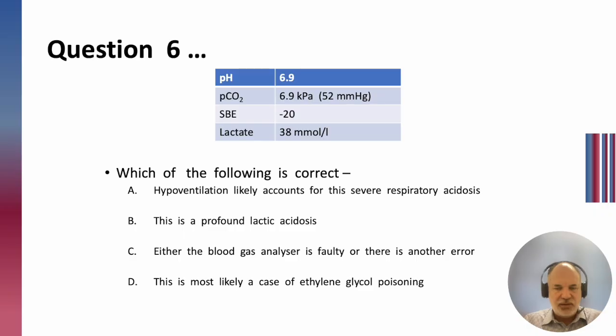Hypoventilation likely accounts for this severe respiratory acidosis. This is just a profound lactic acidosis. Either the blood gas analyzer is faulty or there's another error, or this is most likely a case of ethylene glycol poisoning.